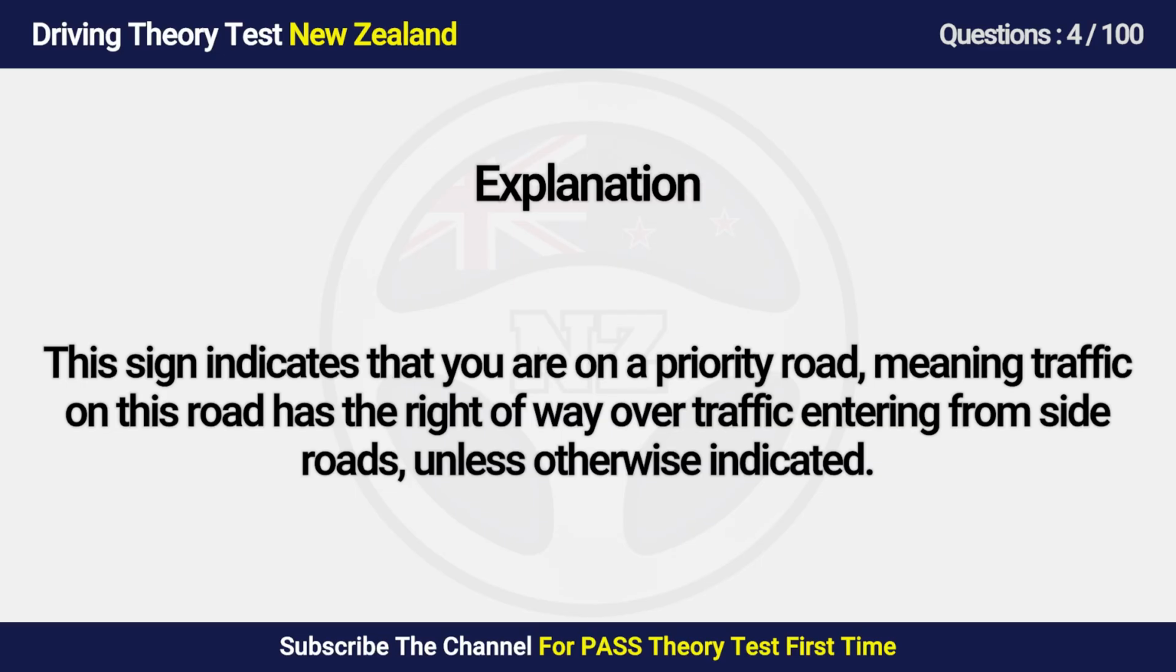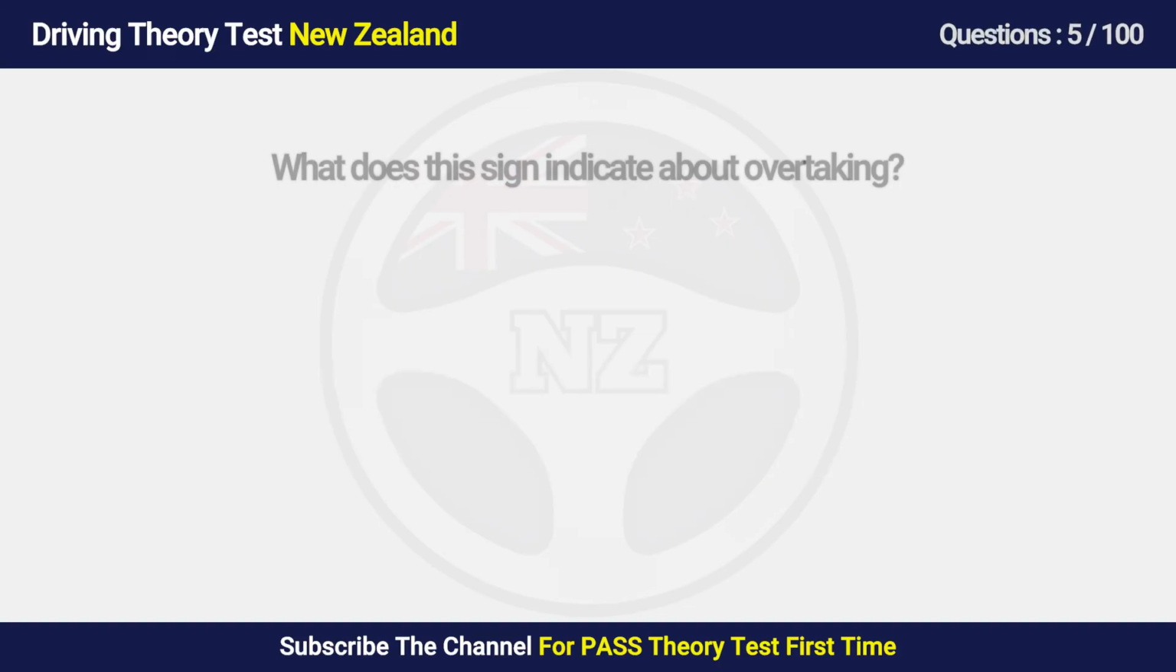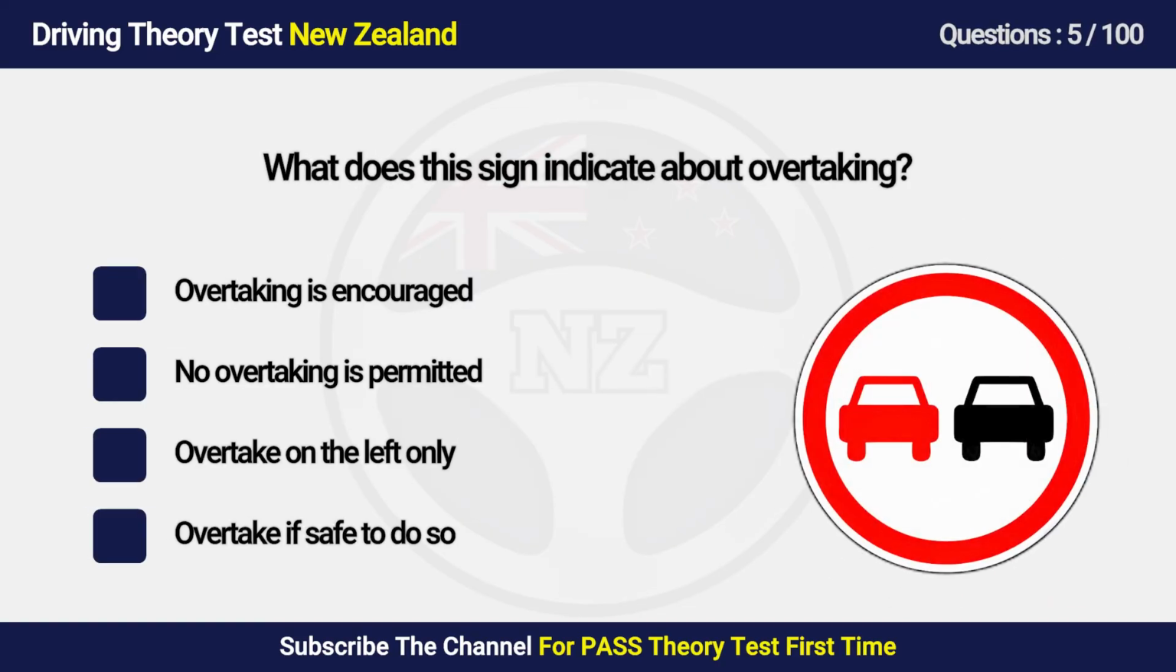over traffic entering from side roads, unless otherwise indicated. Question 5. What does this sign indicate about overtaking? A. Overtaking is allowed. B. No overtaking is permitted. C. Overtake on the left only. D. Overtake if safe to do so.